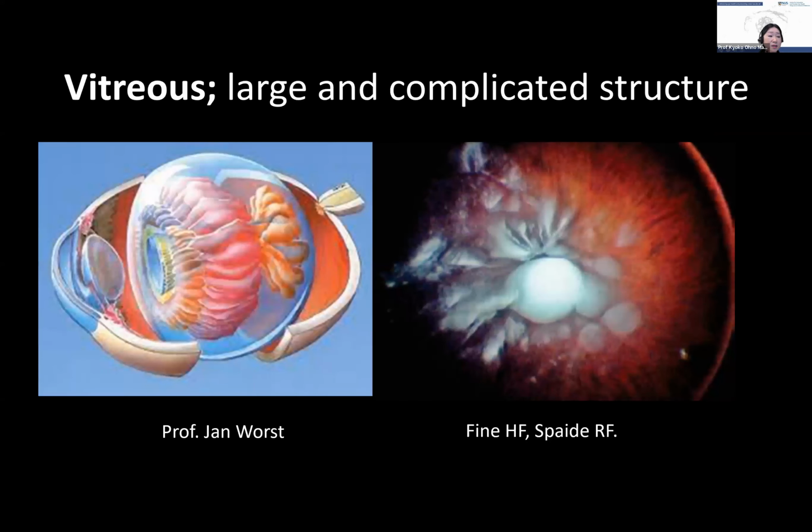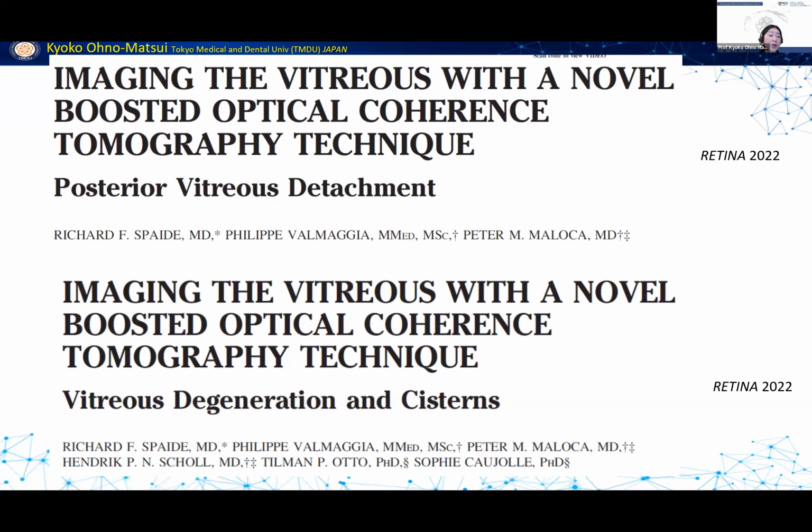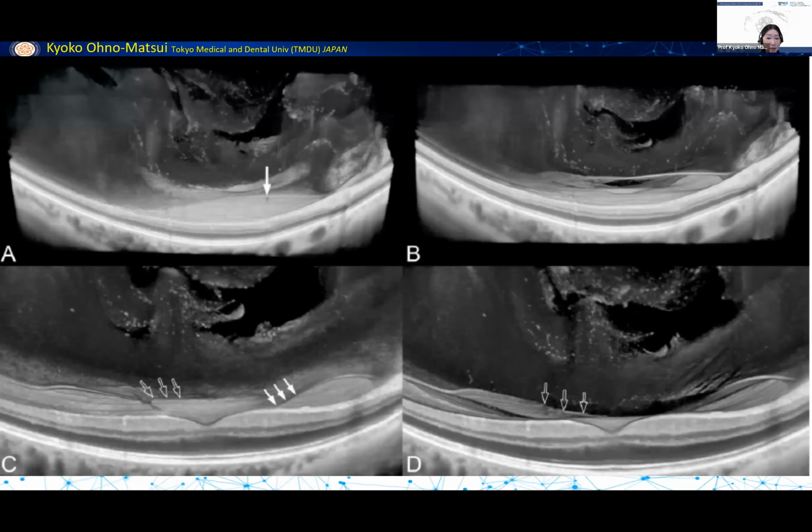And when retinoschisis occurs in eyes without staphylomas, the vitreous may possibly play a major role. Vitreoretinal surgeons often encounter residual vitreous cortex over the retina in highly myopic eyes. However, imaging the vitreous is always difficult. Very recently, Dr. Spaide has established a new technology called boosted OCT to visualize the vitreous. With boosted OCT, 3D structures of vitreous gels and cisterns are very beautifully seen. I think this novel technology will reveal many unknown mysteries of the vitreous.